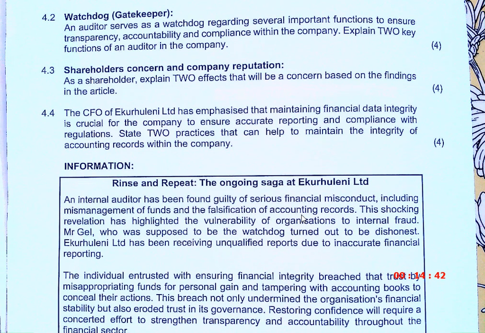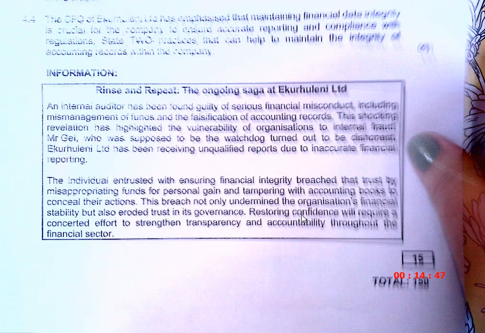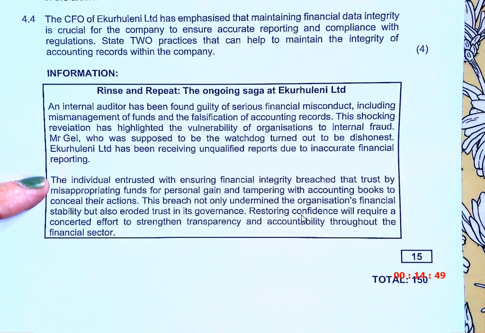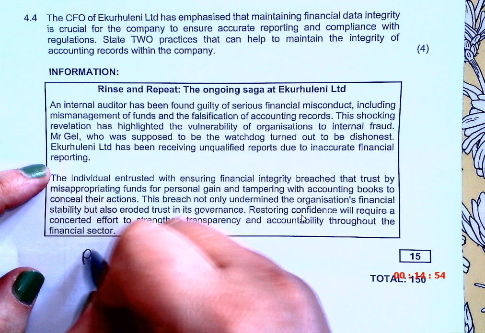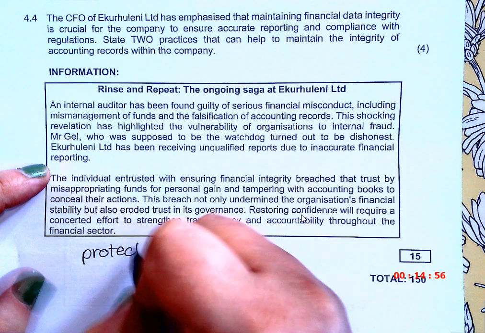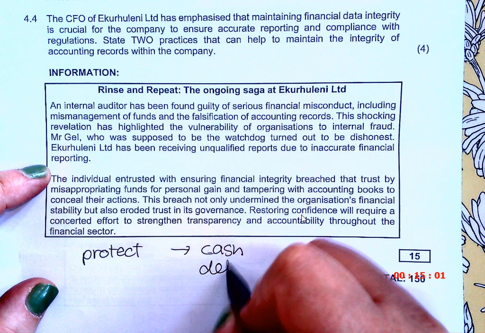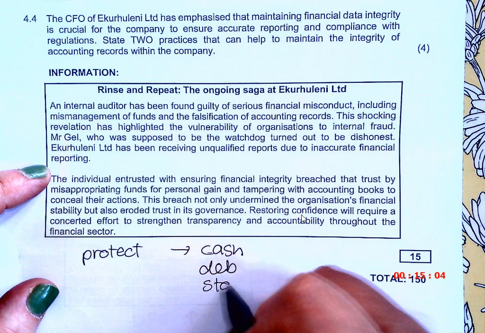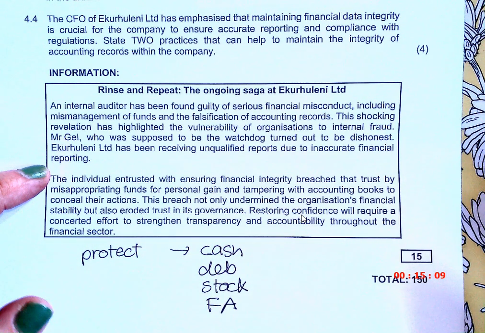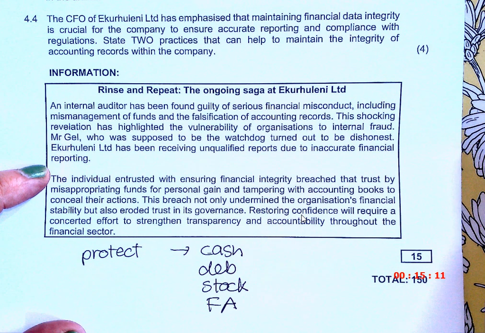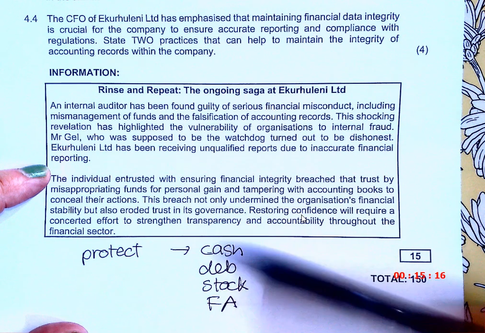Ne? So, but what is the job of an internal auditor? So if I look at the definition, basically, he needs to make sure that there's things in place that protect the company's assets. And what assets do we have? Our cash, our money, our debtors, our stock, and fixed assets, and what else? Yeah, I think that's all. Okay, so they have to make sure that those procedures are in place.